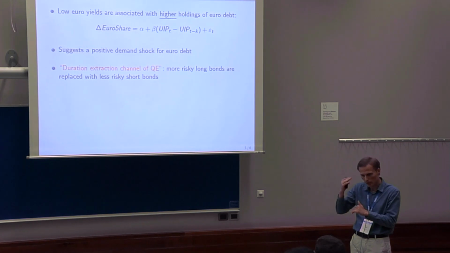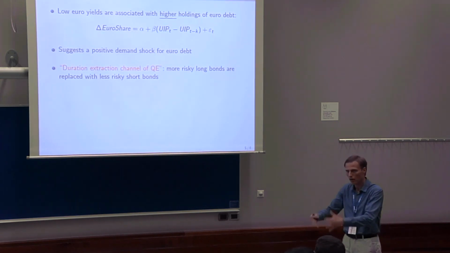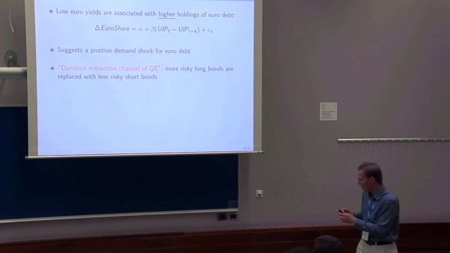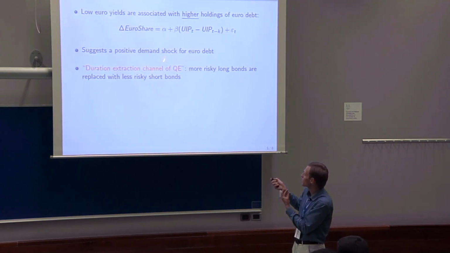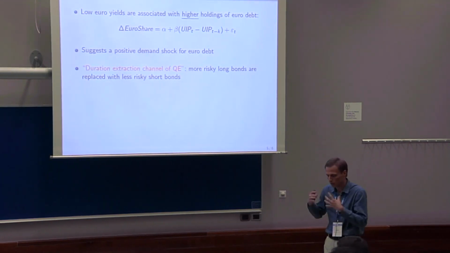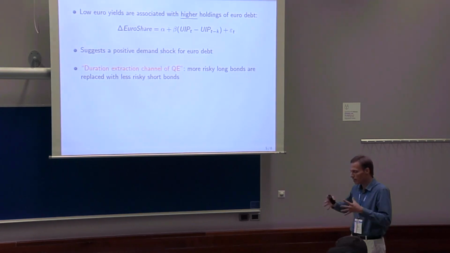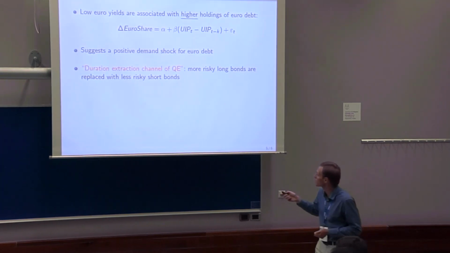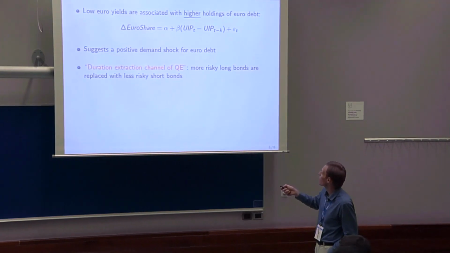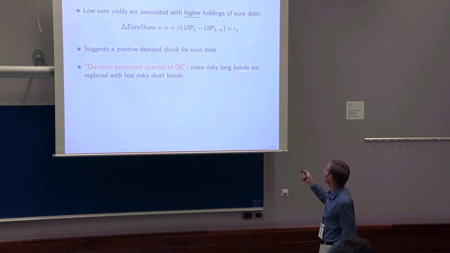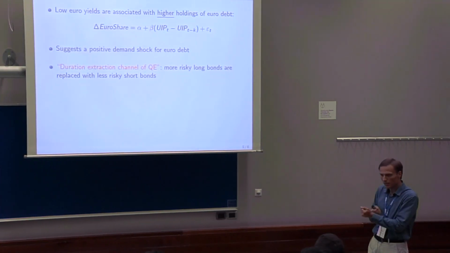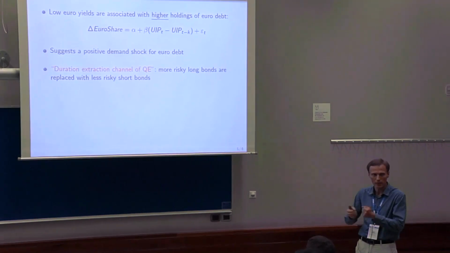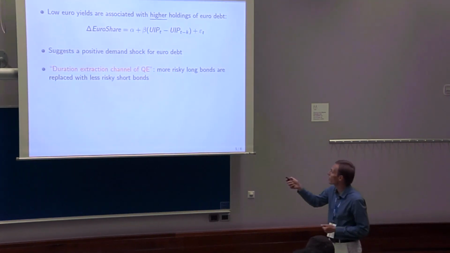Which is surprising because we would expect that QE does exactly the opposite. The central bank is buying these assets, and that's how it's pushing these returns down, right? So we expect the coefficient to be positive. This already suggests that there was some positive demand shock: simultaneously with the QE, demand for these bonds was increasing. They provide an interesting explanation, the duration extraction channel, that more risky long bonds replaced the short-term bonds. For one asset it can't work, but if you have different assets and the composition of these assets changes, then maybe you can get this negative coefficient.